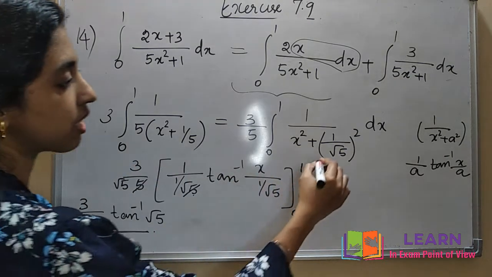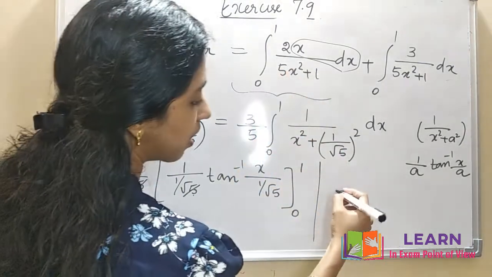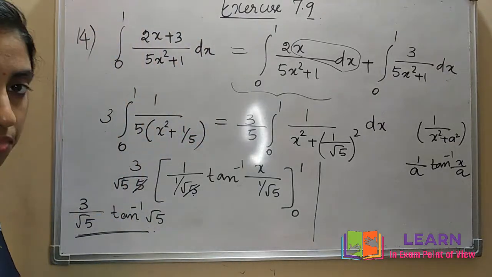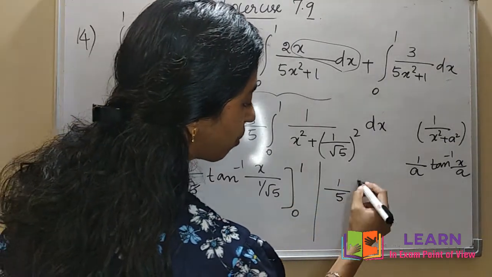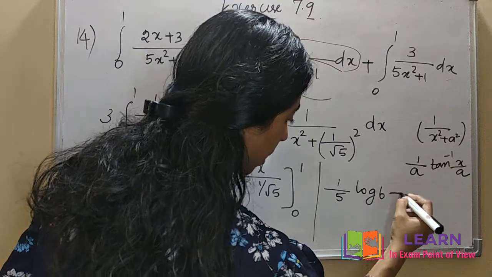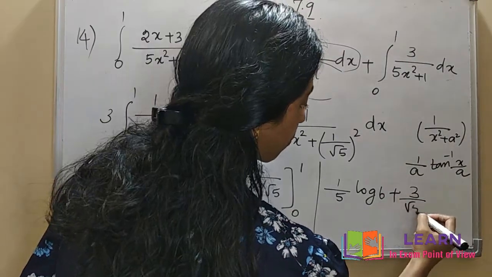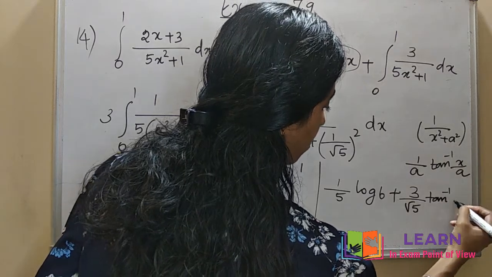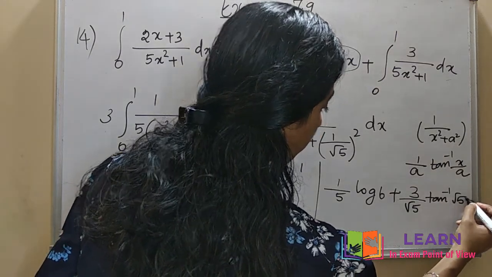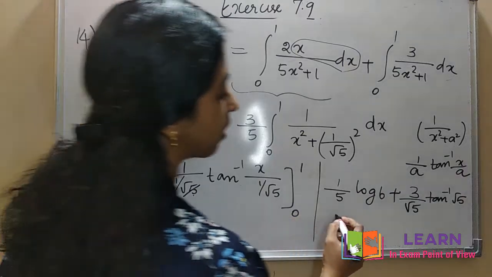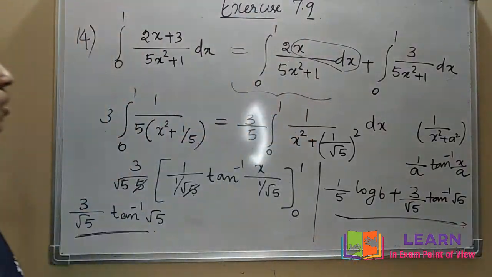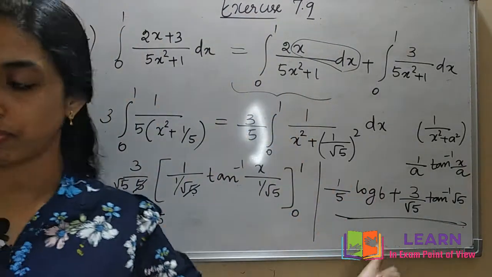So the final answer, compiling this answer. It was what? 1 by 5 log 6 plus this one, 3 by root 5 tan inverse root 5, right? Yeah. So this is the answer of question number 48.